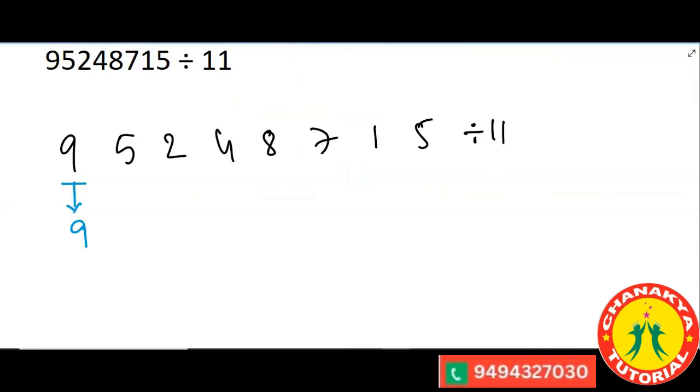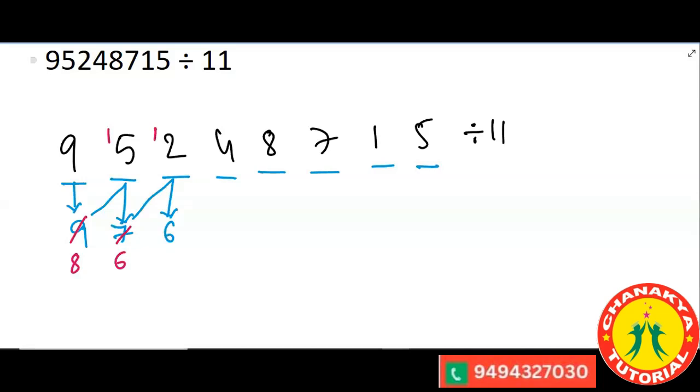5 minus 9 is not possible, so 9 becomes 8 and 5 will be 15. 15 minus 8 is 7. Then 2 minus 7 is not possible, so 7 will become 6 and 2 will become 12. 12 minus 6 is 6. 4 minus 6 is not possible, so 6 will become 5 and 4 will be 14. 14 minus 5 is 9.